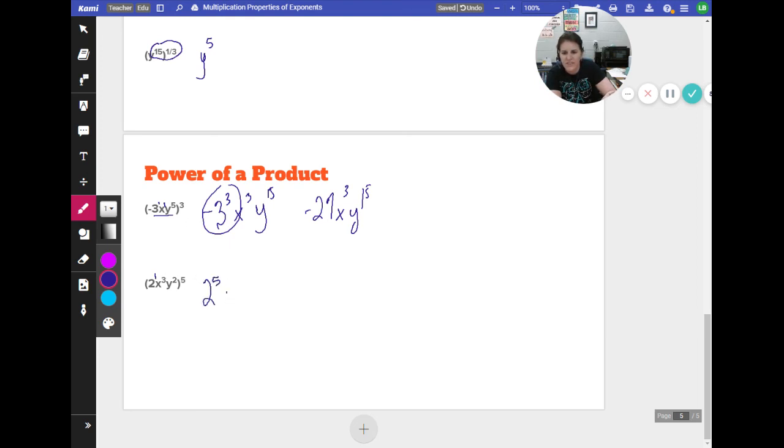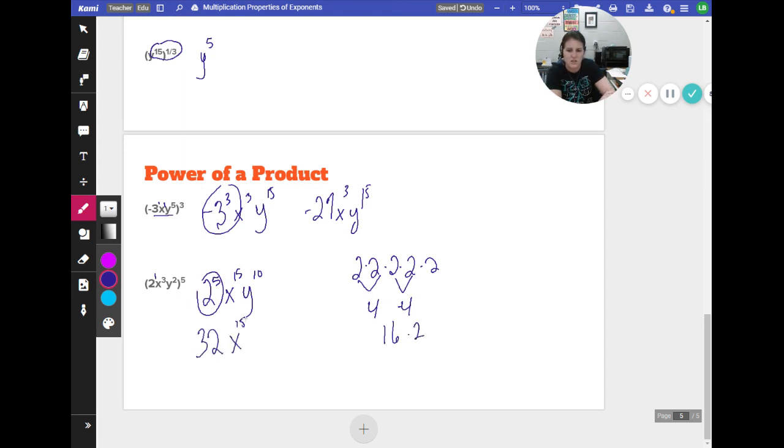2 to the 5th. X to the third, all raised to the 5th, so that becomes 3 times 5, which is 15. Y to the second, all raised to the 5th, so y to the second 5 times is y to the 10th. This we can simplify. That's 2 times 2 times 2 times 2 times 2. 2 times 2 is 4. 2 times 2 is 4. 4 times 4 is 16. 16 times 2 is 32. So it's 32 x to the 15th, y to the 10th.